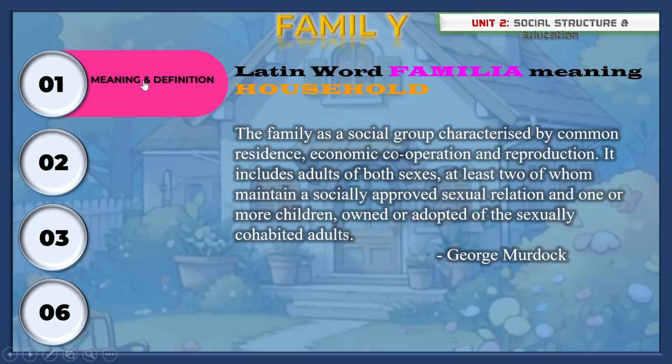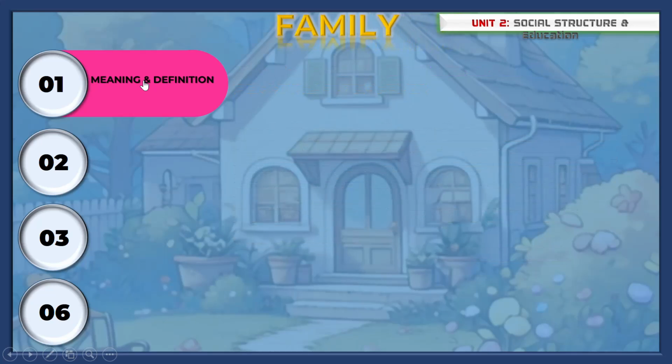Families embody both emotional systems and functional units, nurturing bonds of love and trust while fulfilling societal roles like caregiving, socialization, and economic support. Their harmony lies in balancing emotional connections with practical responsibility. So, I hope the meaning and definition is clear to you.